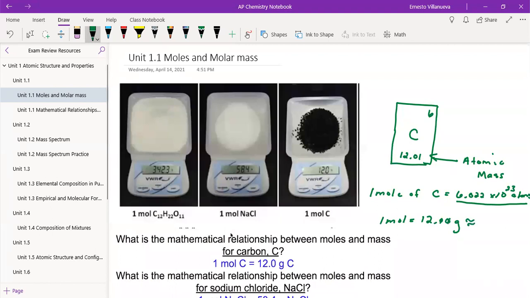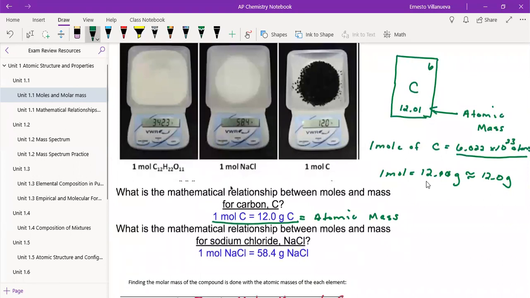Now you can round that to 12.0, and that's exactly what they've done here. So 1 mole of carbon has a mass of 12.0 grams. Basically, all these are, guys, is just the atomic masses from the periodic table. So this is equal to the atomic mass. And that's pretty much it. You guys already know this.